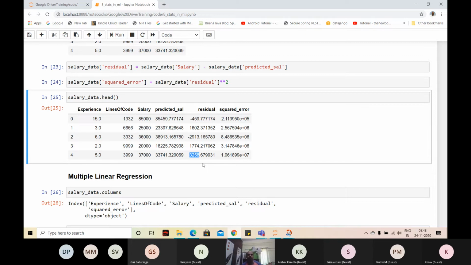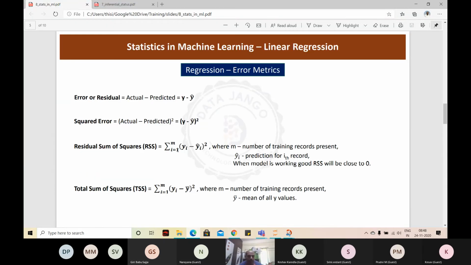Do you agree? Did you get my statement? Yes. That means the total error is not representing the error. Even though there is error, the error is getting nullified. Because of that, we do squares and sum. The same thing is done in the variance. Similarly, here also, each error, we are squaring and summing.